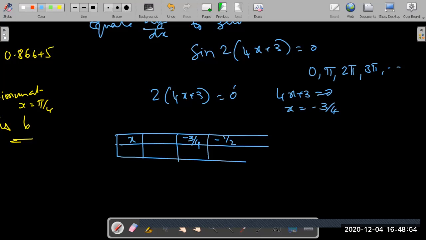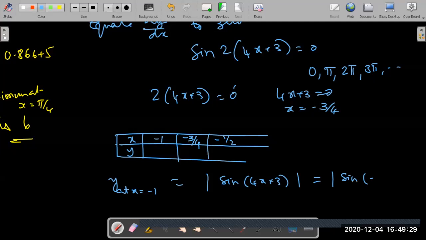Okay, so we'll have 0, minus half, minus 3 by 4, and this minus 1. Let's try these things, what we get. Because this is in radians, we have to see, when I put x equal to minus 1, the mod sine 4x plus 3, in that we have to put minus 1. Then I'll have minus 4 plus 3, mod of sine minus 1.